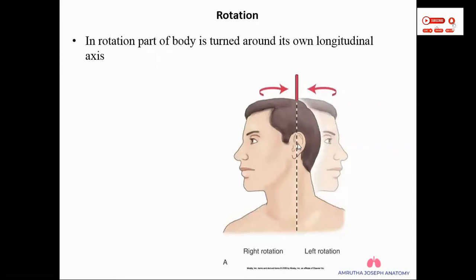So in rotation, part of the body is turned around its longitudinal axis. So this is your longitudinal axis, on which the part is going to rotate. So here there is a right lateral rotation of the head. In this, we are seeing left lateral rotation. So that's regarding rotation. This can happen in other parts of the body as well. We will describe that as we go through.